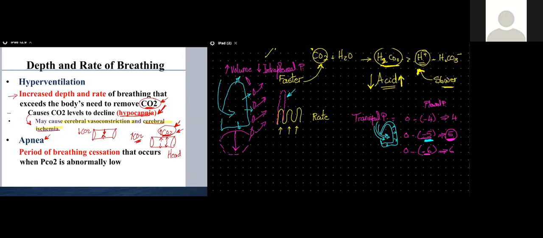Apnea is a period of breathing cessation. So I stop breathing for a brief period of time. This will be taking place if the partial pressure of the carbon dioxide levels are abnormally low. So if I have low carbon dioxide levels, remember, this will be inhibiting the respiration. So I will stop breathing for a brief period of time. This is called apnea.